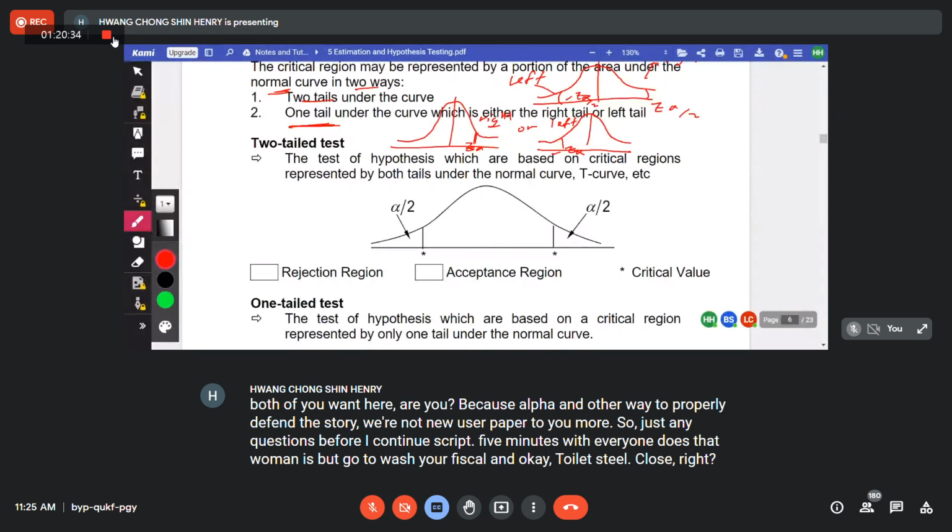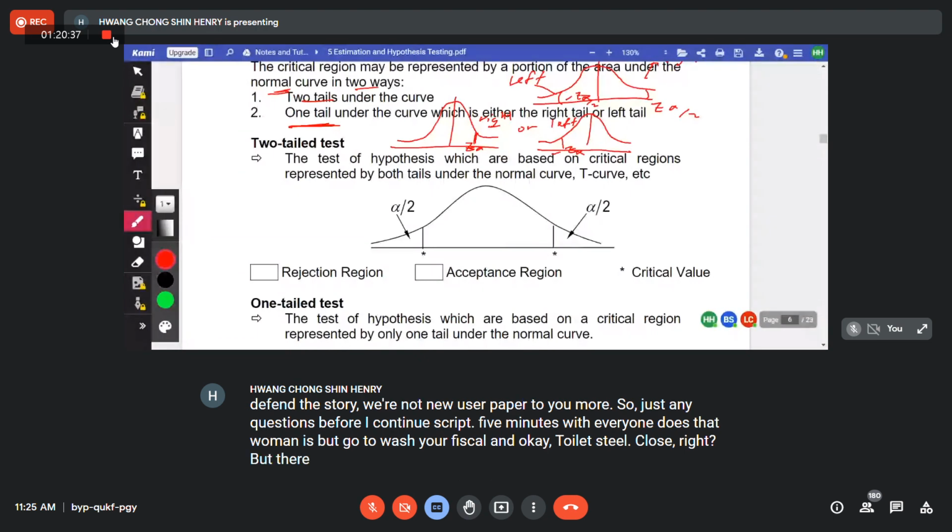The toilet is still closed, right? Run there, run here. 5 minutes already. Okay, hurry up.